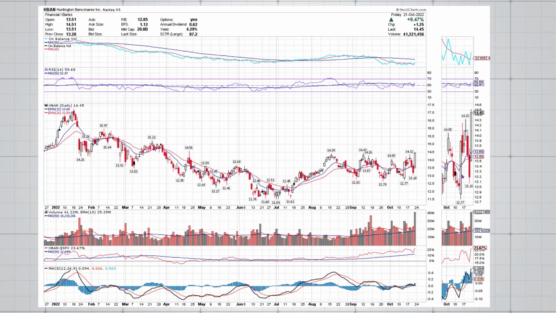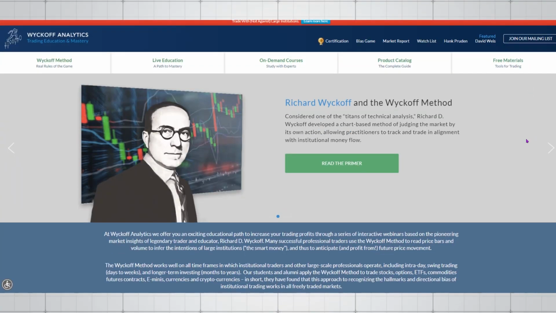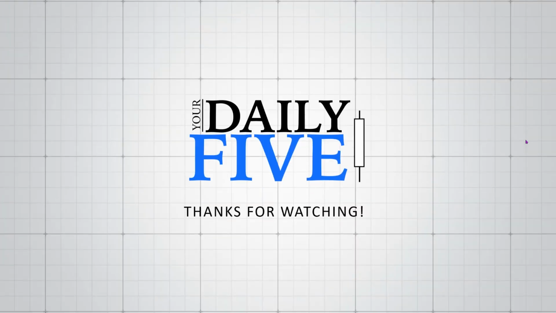I'll add that the second week of October, there was a very important jump on volume, pulled back about halfway, and now it's having another comparable jump now, which is right into the overhead resistance. Looks like it wants to surge higher, and other banks are acting very similar. Good-looking structure. Check out our friends over at Wyckoff Analytics, and that's another edition of Your Daily 5.